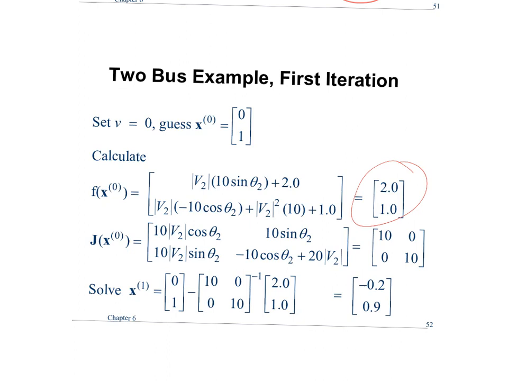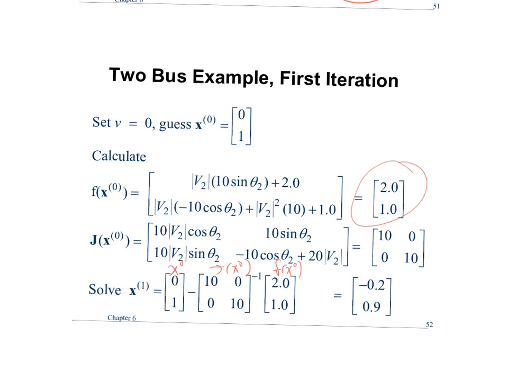They are not close to 0, so now I'm going to plug them into my Jacobian, and I get my Jacobian form. Now I'm going to update my x value. So this is my x of 0. This is the Jacobian evaluated at those x of 0s. This is that f of x of 0. When your calculator's in radian mode, you're going to update, and you're going to get an angle of negative 0.2 radians, and your voltage is going to drop to 0.9 per unit.